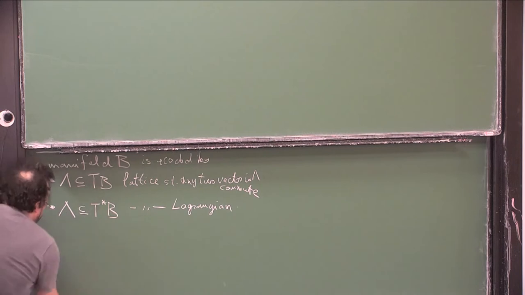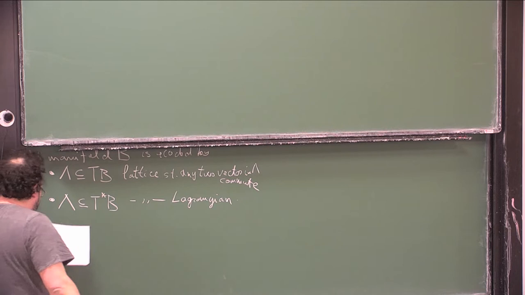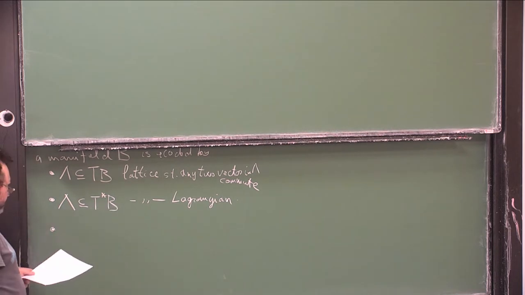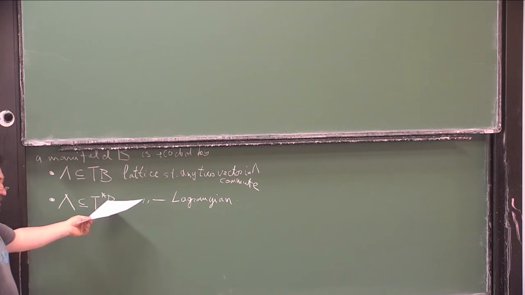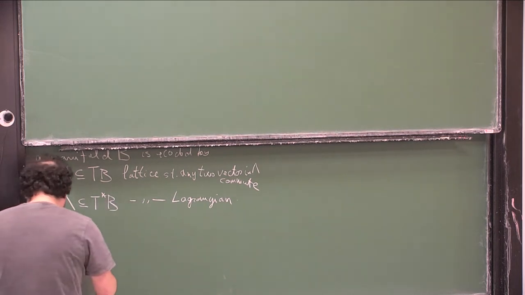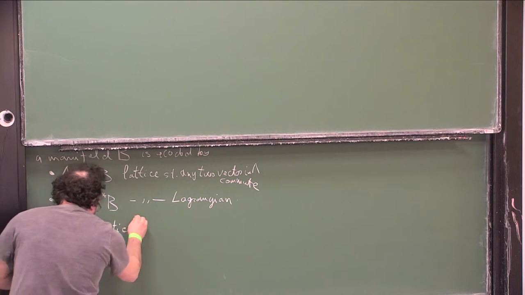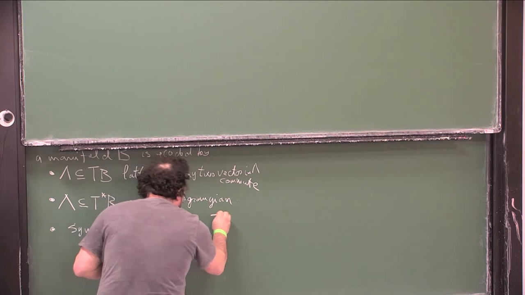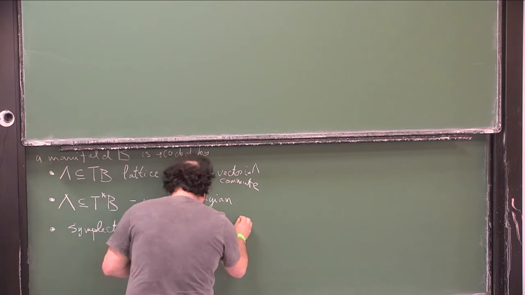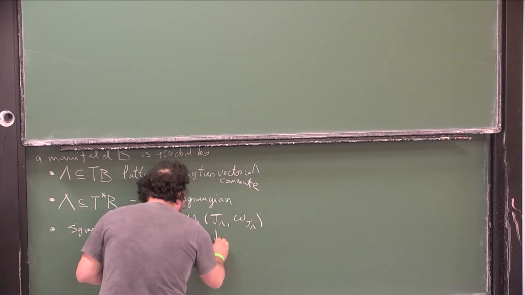So the equivalence between these two is passing to the dual lattice. The other thing you can do is take the quotient of T*B modulo Λ, which, because of the Lagrangian condition, will have a symplectic form induced from the canonical form there. So you have a torus bundle, a symplectic torus bundle, a bundle of tori T_Λ with a form ω_Λ.